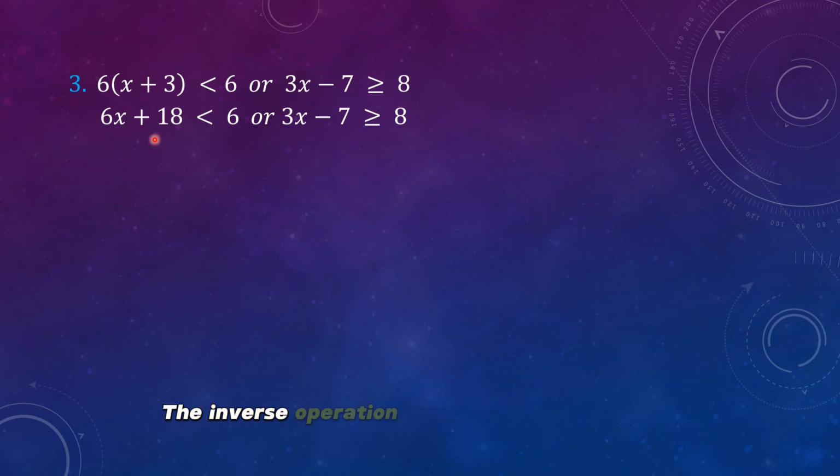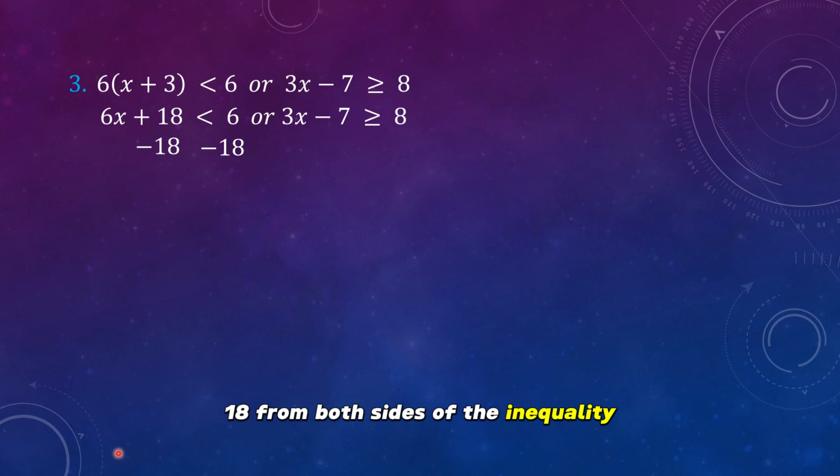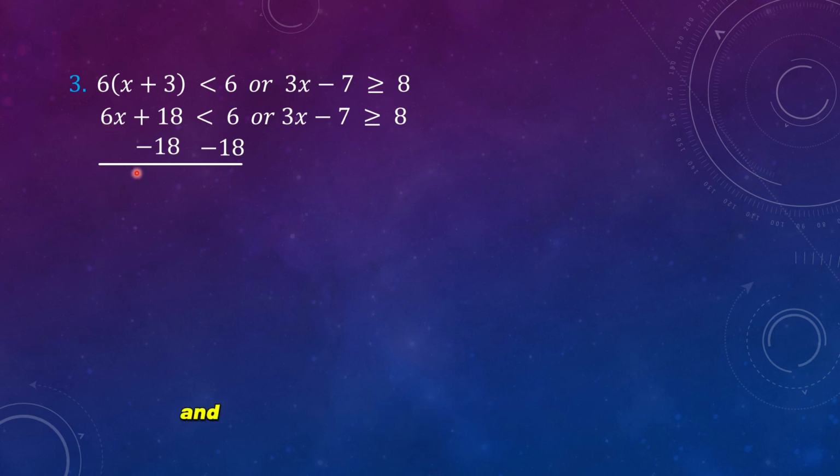This is 6x plus 18. The inverse operation of addition is subtraction, so we are going to subtract 18 from both sides of the inequality. So we have minus 18, minus 18. We just bring down 6x, and then positive 18, negative 18 is 0. 6 minus 18 is negative 12. So this is now equal to 6x is less than negative 12.